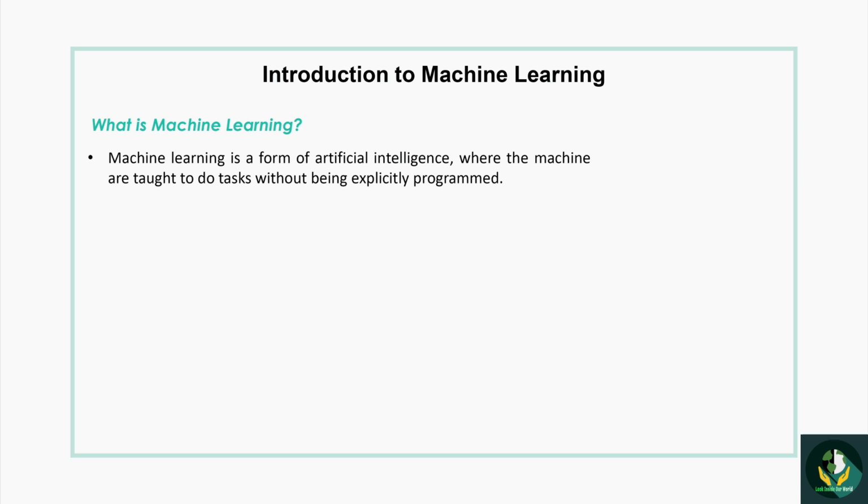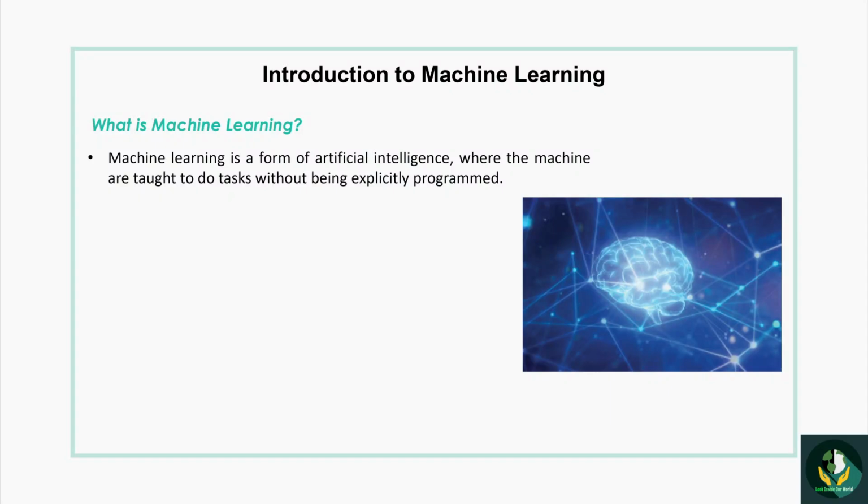So, what is machine learning? Machine learning is a form of artificial intelligence where the machines are taught to do tasks without being explicitly programmed. The goal of machine learning is to understand the structure of data and then fit that data into models that can be understood and utilized by people.